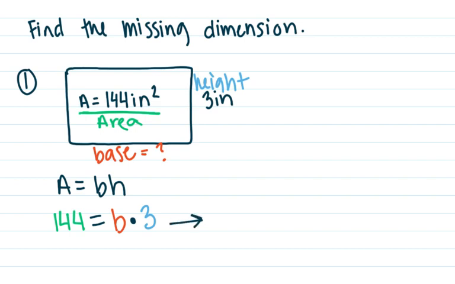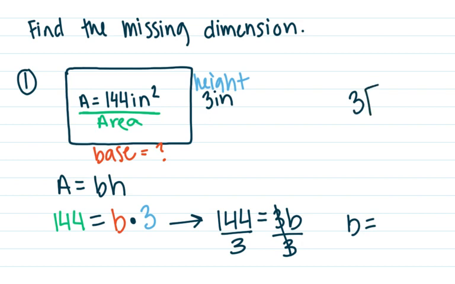Let's rewrite it. Maybe this will be a little bit easier for you to see. 3 times B, or B times 3, is just 3B. So now think about it. Can you solve that? Yeah, all we have to do is divide by 3 on both sides to get that 3 to go away and leave B all by itself.